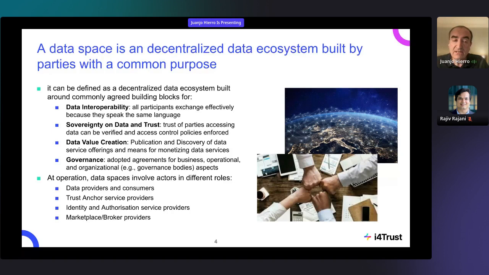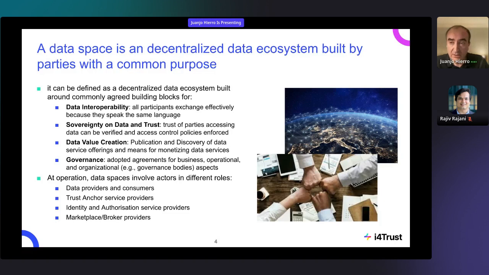The second pillar that has to do with ensuring sovereignty on data and trust, so that these exchanges among parties are based on a trust framework that ensure that the parties that you are exchanging data with are trustable, and also bringing the necessary mechanisms to enforce policies you want to establish on the data you own and how other participants will be accessing to it and even using it.